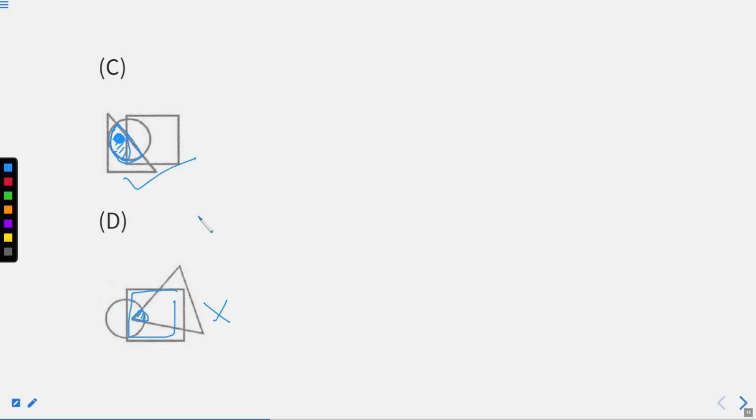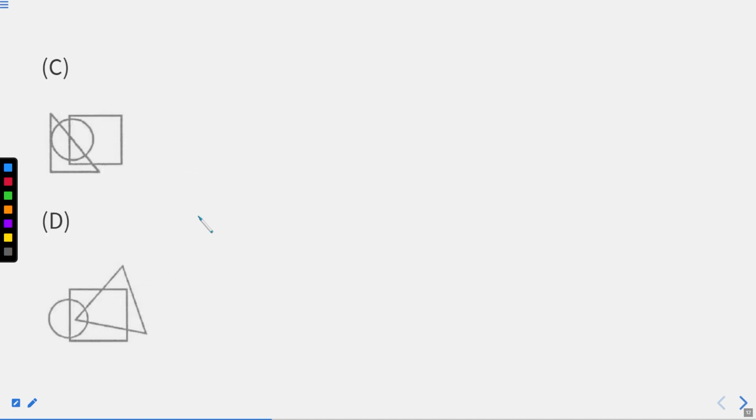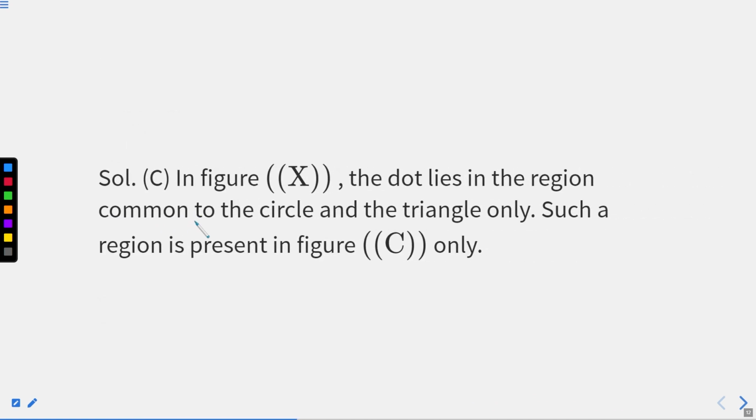I hope this part is clear, right? Now we are moving to the solution part, how we can write. So option C is our correct answer. In figure X, the dot lies in the common region of a circle and a triangle only. When we use the word only, it means it is not present in the square. Such region is present in which figure? Option number C. We have already seen while solving the diagram. I hope this question is also clear.